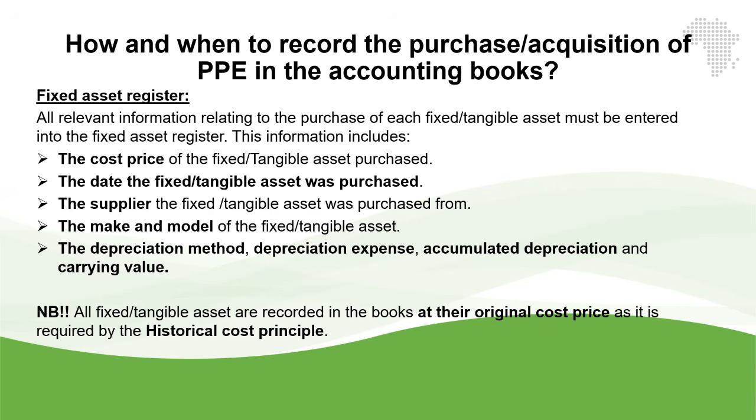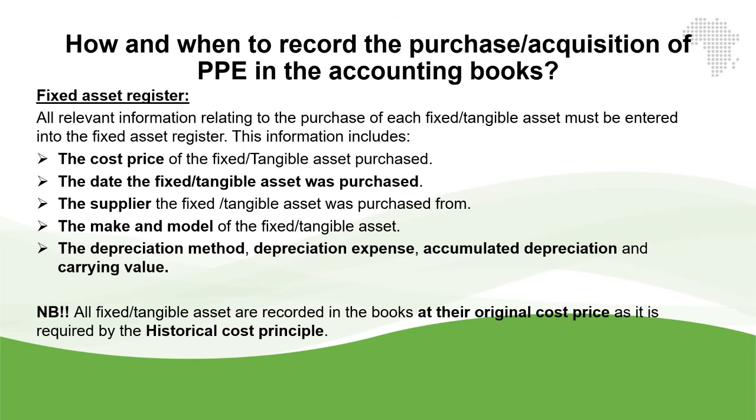The information that will also go into your fixed asset register is the depreciation method. What method is being used to depreciate that particular property, plant and equipment. And the depreciation expense for each year will also be reflected in your fixed asset register. Your accumulated depreciation for each year will also be reflected in your fixed asset register together with your carrying value.